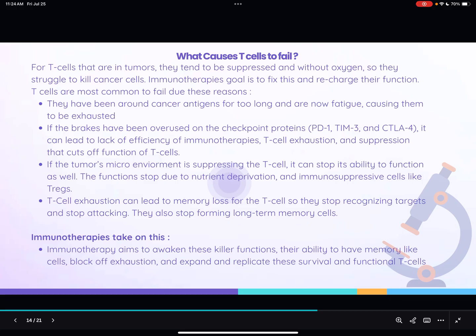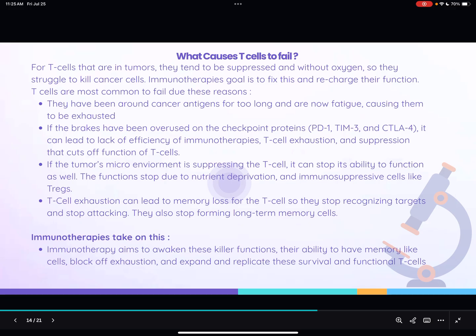So T cells are most commonly failing because of these reasons. They've either been around cancer antigens for too long, their fatigue causing them to be exhausted, or the brakes have been overused by the checkpoint proteins PD-1, TIM-3, and CTLA-4. This can lead to a lack of efficiency in immunotherapies, T cell exhaustion and suppression that is going to cut off the function of these T cells.